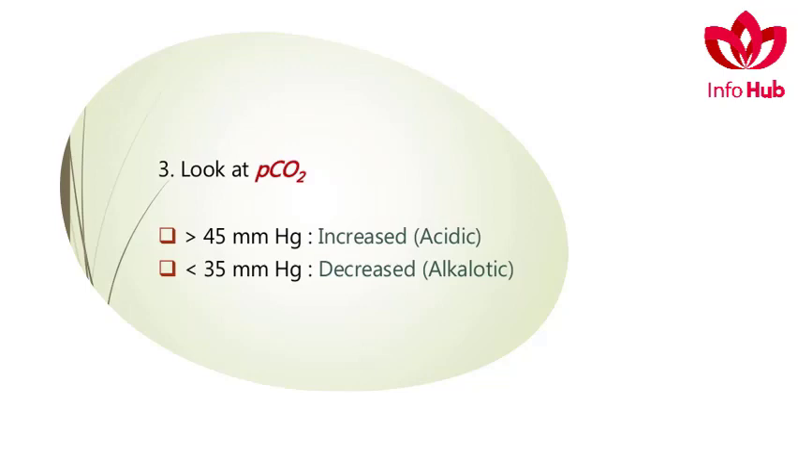We have discussed previously that the normal value is between 35 to 45. So if the value is above 45 millimeters of mercury, it means that the patient has acidosis. But what type of acidosis? As PCO2 is an element of respiration, you'll say it's a respiratory acidosis. If the value is less than 35, you'd say alkalosis, and the type of alkalosis is respiratory alkalosis.